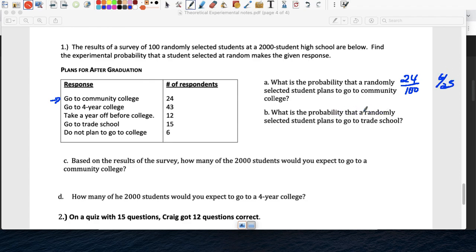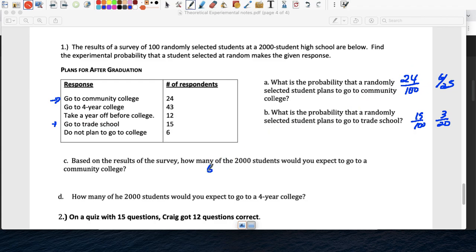What's the probability that a random student selected plans to go to trade school? Trade school is 15 out of 100, or 3 out of 20. Based on the results, how many of the 2,000 students would you expect to go to community college? Well, community college we had 6 out of 25, or 24 out of our 100.